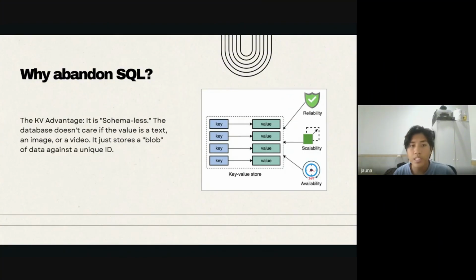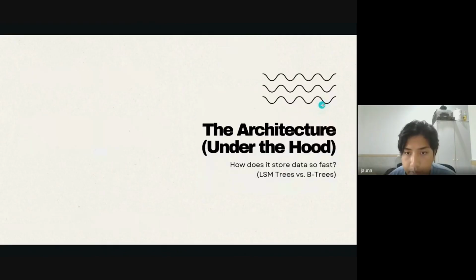That's why we use the key value store. One of the advantages is that it is schemaless, so the database doesn't care if the value is a text, an image, or a video. It just stores a block of data against a unique ID. Now we move to the architecture under the hood, and it will be presented by Faisal Musharraf.